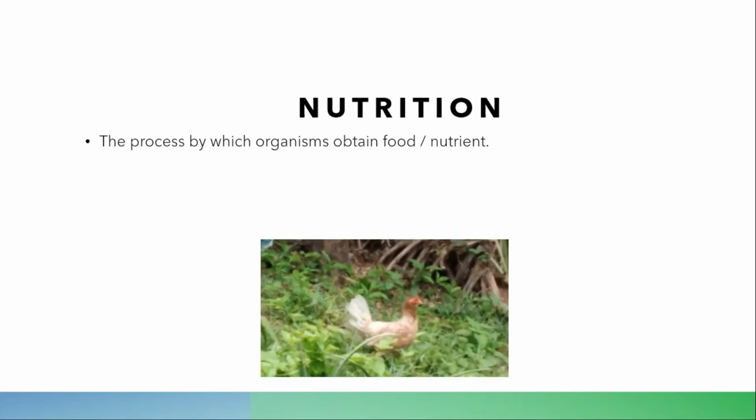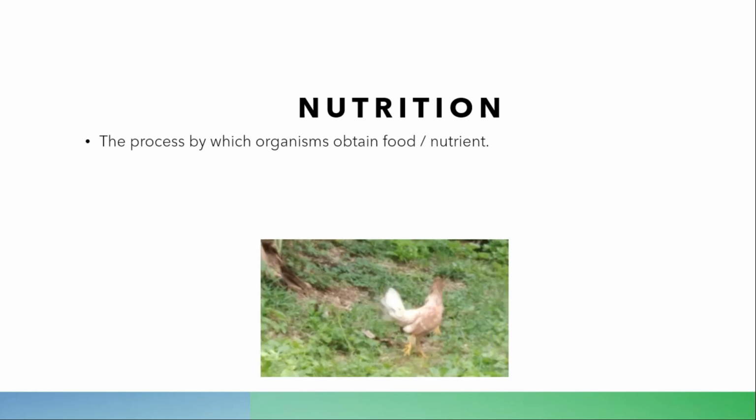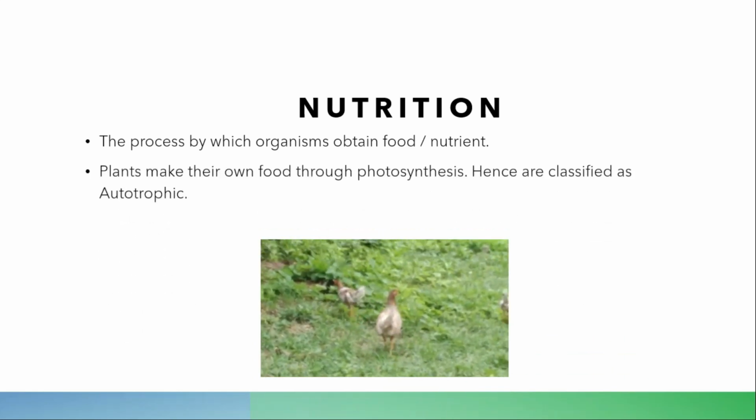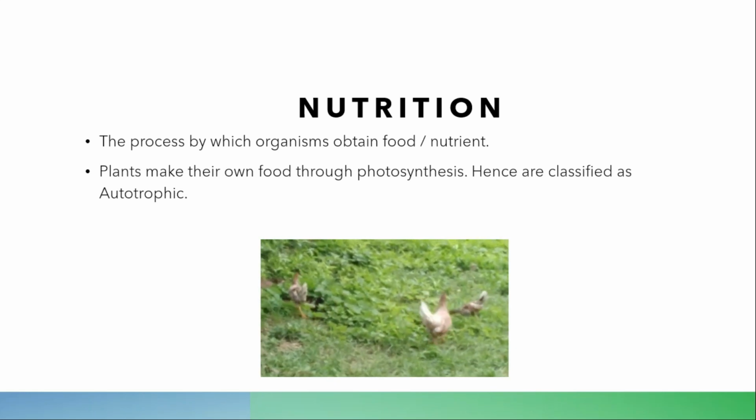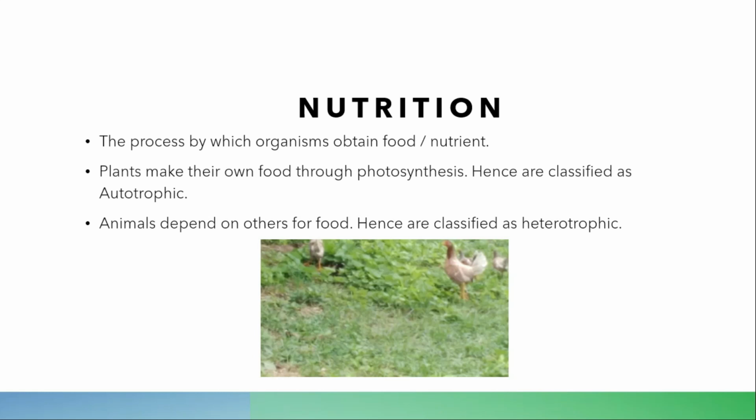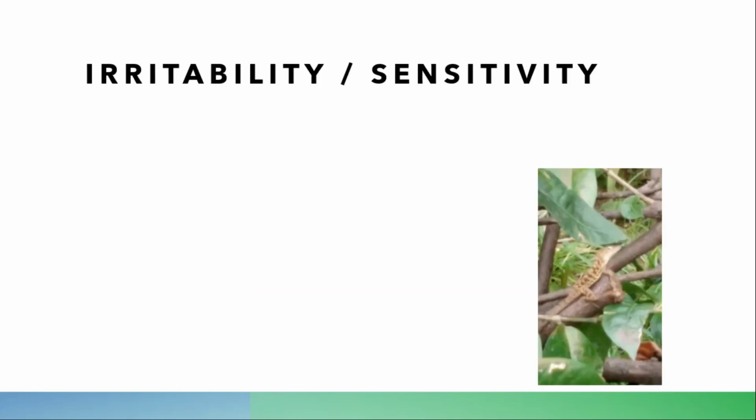So let's get back to nutrition. Nutrition is the process by which organisms obtain food or nutrients. Plants make their own food through a process known as photosynthesis. Hence, they are classified as autotrophs. Now, animals have to depend on other organisms for food. Hence, they are classified as heterotrophic organisms. All these will be further explained as we go deeper into the syllabus.